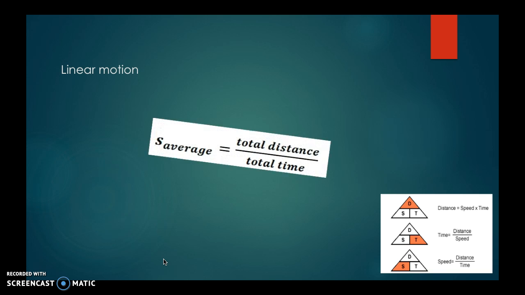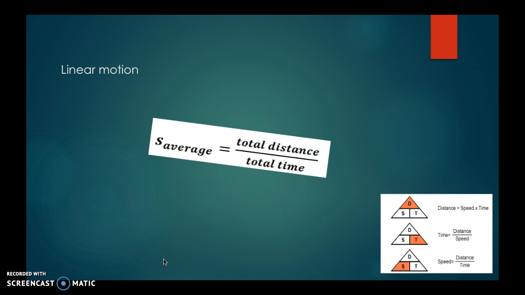Speed is measured in meters per second and measures how fast an object or body moves. To calculate speed, you will need to divide the total distance by the total time. For example, if an athlete ran the 200-meter race at a time of 25 seconds, the average speed of the athlete will be 200 divided by 25, which is 8 meters per second.